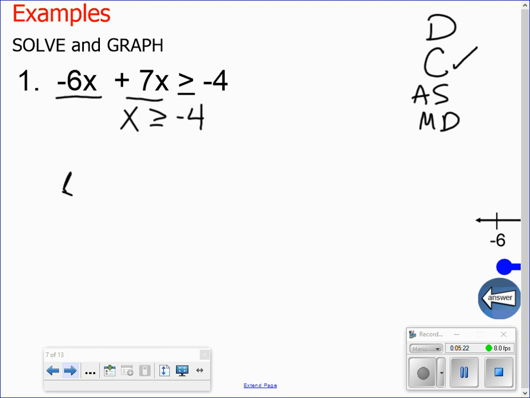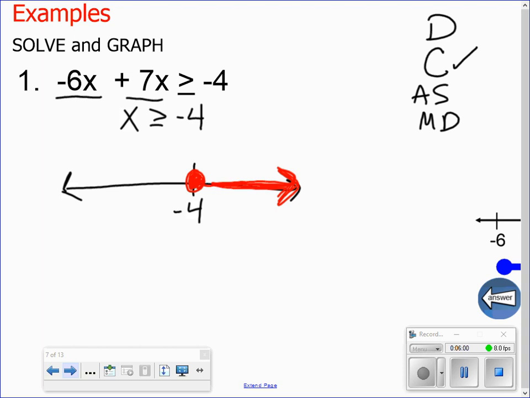So we're graphing on a number line. When I'm making my own number line, I don't have to put all the values there, I'm just going to put the one that I have, so I'm going to put negative 4. Because this is a greater than or equal to, I'm going to close in my circle. And we have x is greater than or equal to negative 4, so I want all the values to the right. So everything that's greater than or equal to negative 4. Those will be all the values to the right.